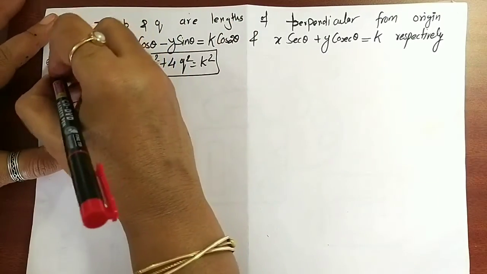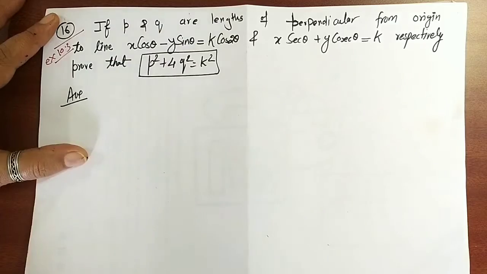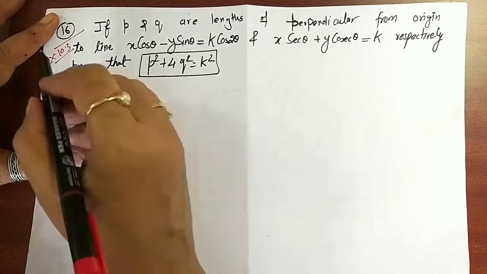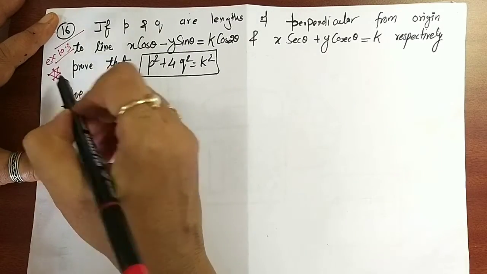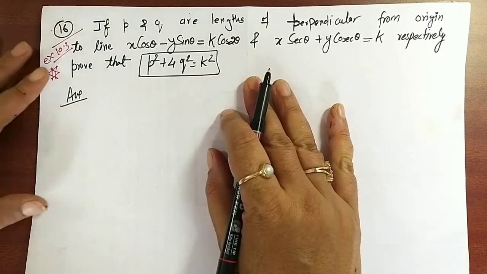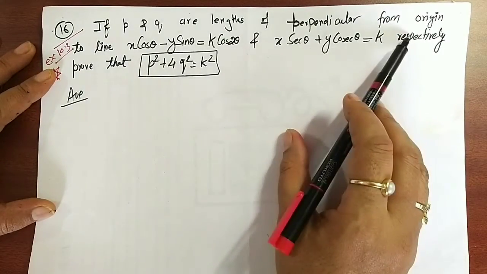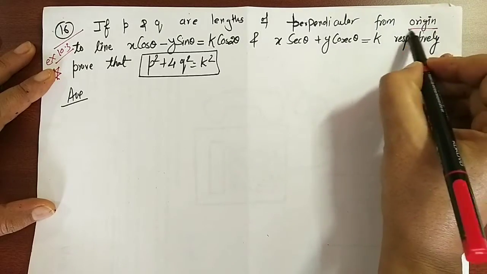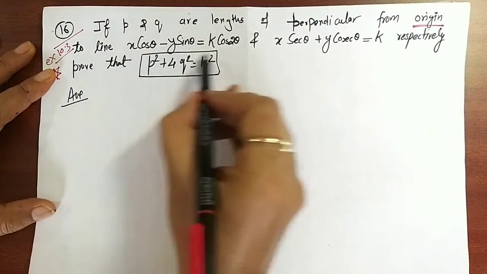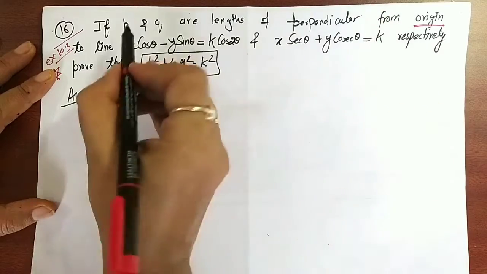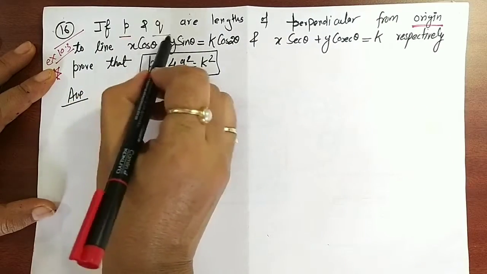Question 16 from the same exercise 10.3. This is the question which is important and it will clear all of your fundas in this chapter. Let's see, they are saying P and Q are the lengths of perpendicular from origin to this line and this line. So the lengths of the perpendiculars are P and Q.